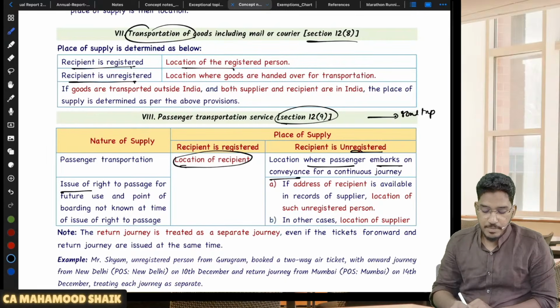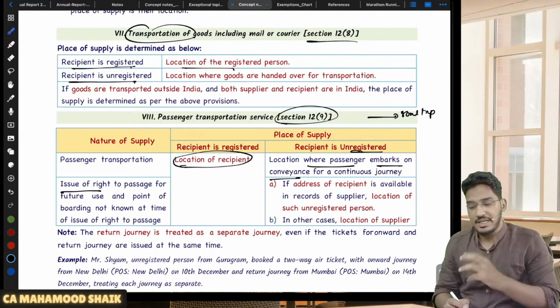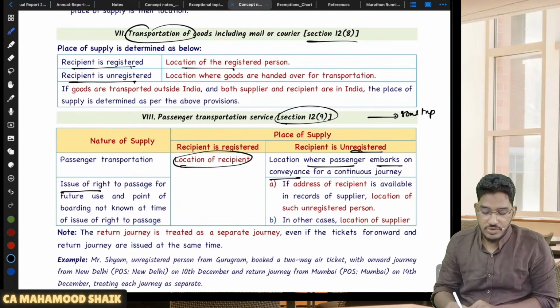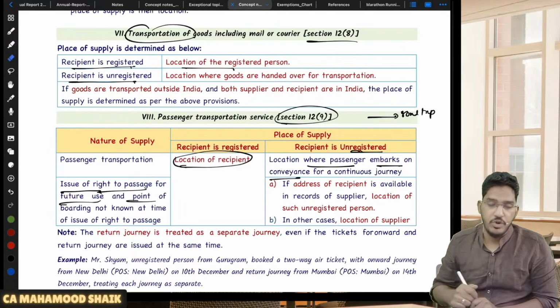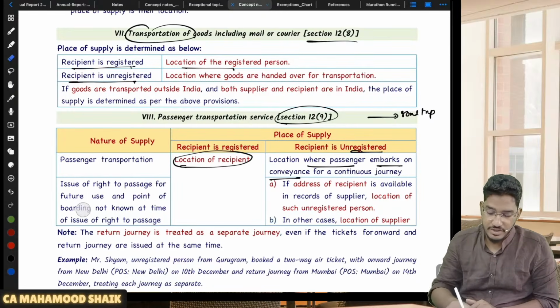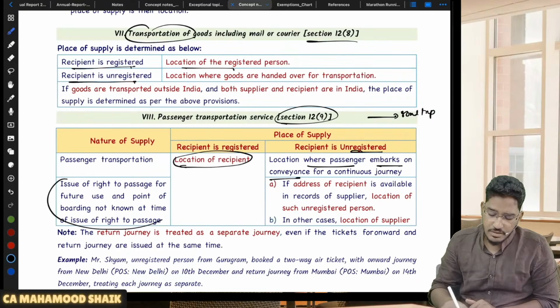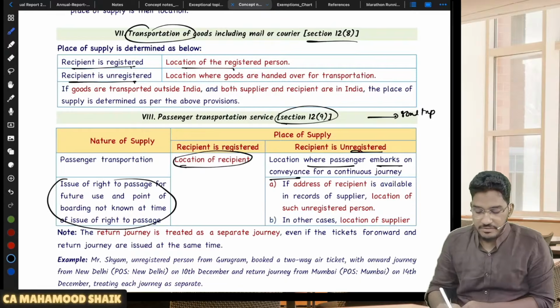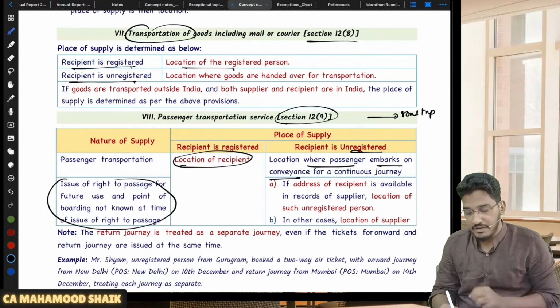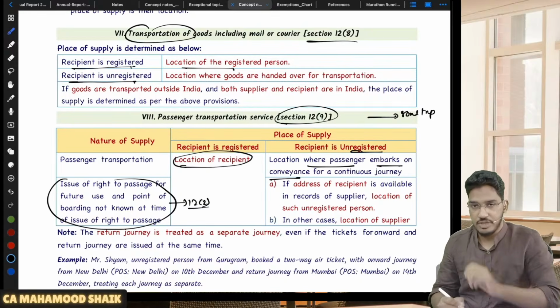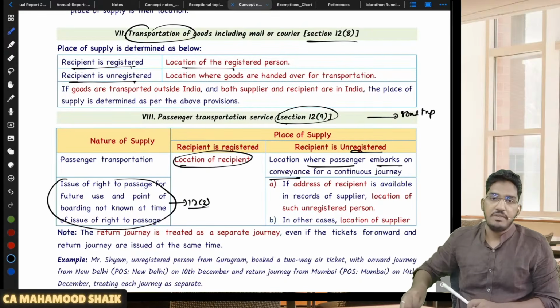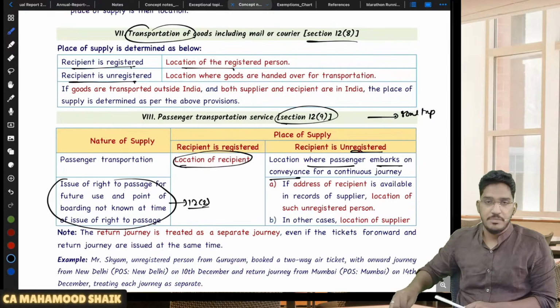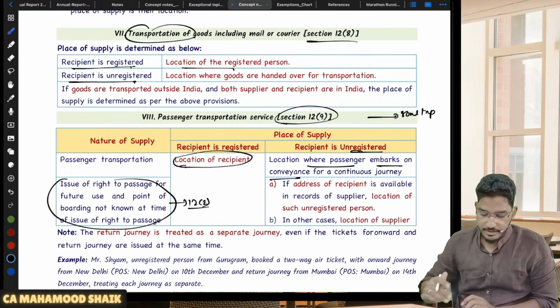Sir, what if it is a passenger transportation service where you are not directly transporting the passengers, but where you are issuing a right to passage for future use and the point of boarding is not known, sir? In that case, what are they referring to? They are referring to passes, travel passes and all will be there, right? So in those cases, what will be the place of supply? For that we don't have any specific provision. That will go to the default provision, section 12 subsection 2. If the recipient is registered, location of the recipient. If the recipient is unregistered, if the address of the recipient is available, then location of the recipient. If the address is not available, then the location of the supplier.